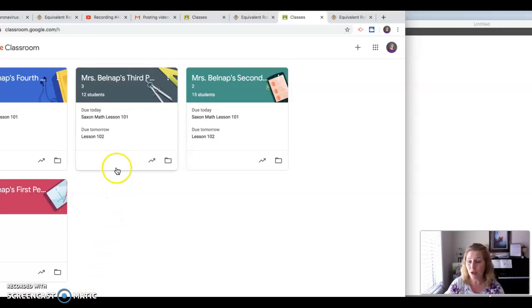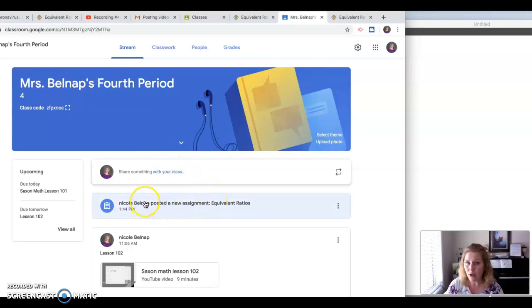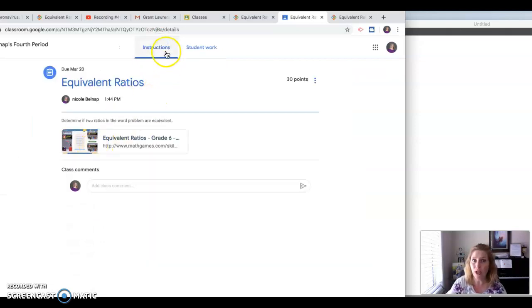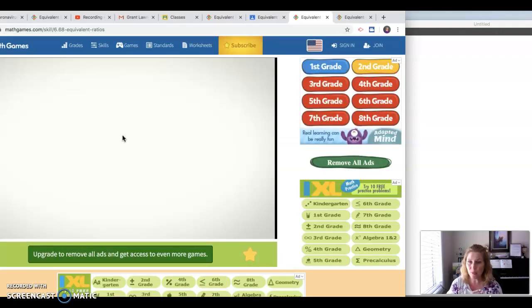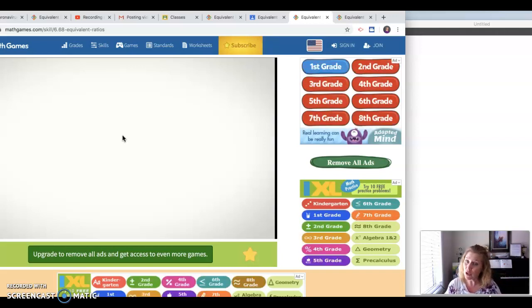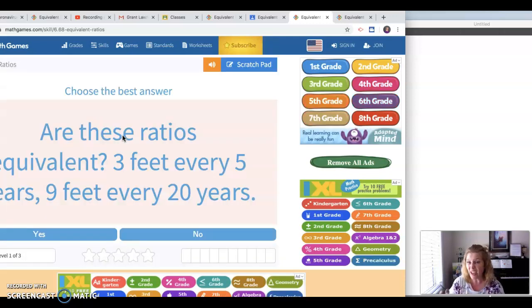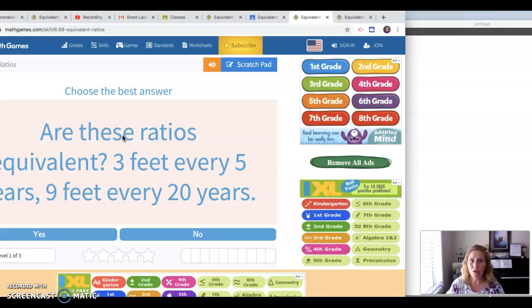So you have your class period, whichever class period you're in, and when you click on it, it's going to say that I have a new assignment for you. So let's go to the instructions. You'll click right here. It says determine if two ratios in the word problem are equivalent. Remember, we've talked about a couple ways to check if they're equivalent. You can do cross multiplication, where you multiply. You can use division and your calculator and see if when you divide you get the same decimal or the same number.